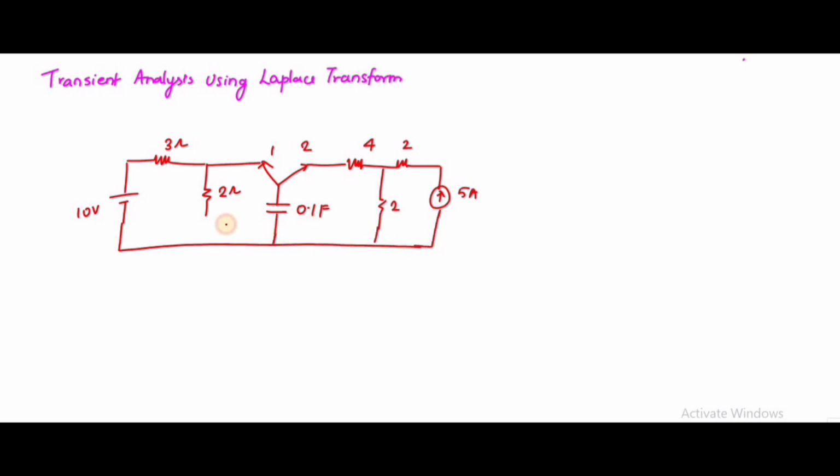Okay, you can see you have a current source, a voltage source, a resistor and a capacitor. Since you have only a resistor and a capacitor, it is nothing but a first order circuit. If I have a resistor, capacitor and inductor, it is not a first order circuit.